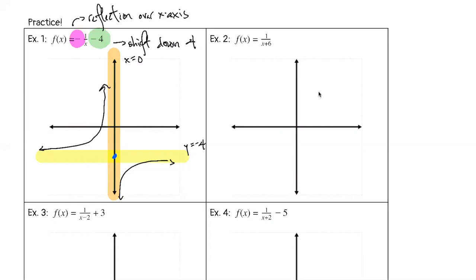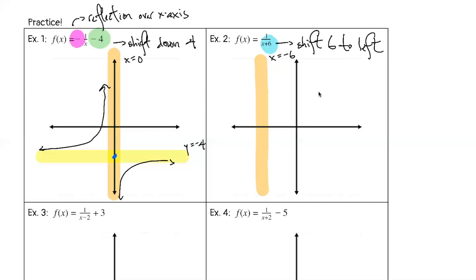All right, let's take a look at example 2. Example 2 says f of x equals 1 over x plus 6. So the only thing that's happening here is we have this plus 6, which means we shift 6 to the left, okay? Now that is going to change my vertical asymptote. And this vertical asymptote is now going to be at x equals negative 6.